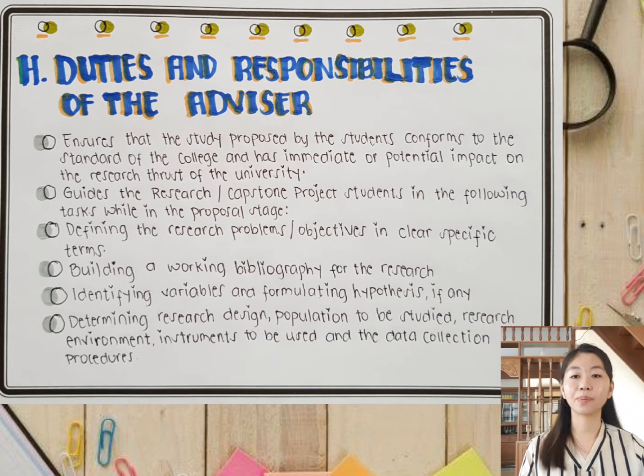Defining the research problems or objectives in clear specific terms. Building a working bibliography for the research. Identifying variables and formulating hypotheses, if any. Determining research design, population to be studied, research environment, instruments to be used, and the data collection procedures.